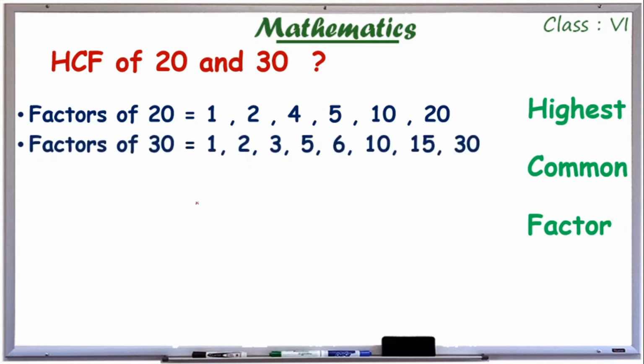And factors of 30. So 1 into 30 I can write as 30. 2 into 15 also right, 3 into 10 or 5 into 6. All are 30. So the factors are 1, 2, 3, 5, 6, 10, 15, 30. So the factors are ready.